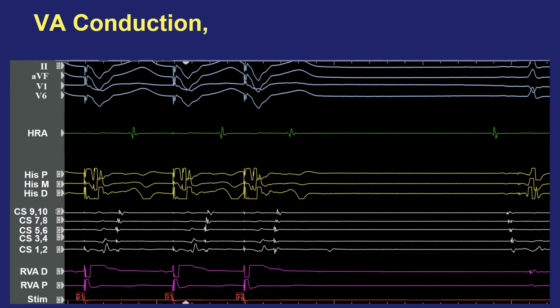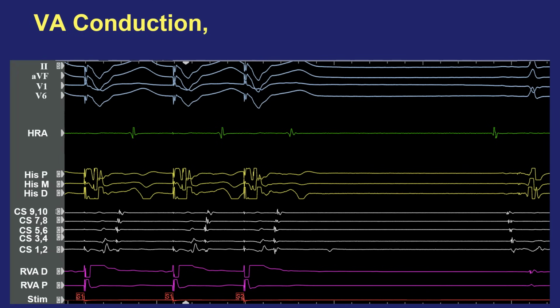Here's another example where we have 4 beats on the page. Just going to skip through this quickly because you're becoming expert on this. Here are the surface leads, pacing artifact, 3 ventricular paced beats. Here you have a sinus beat with a P wave in front of the narrow QRS with HRA early and the typical activation sequence of sinus.